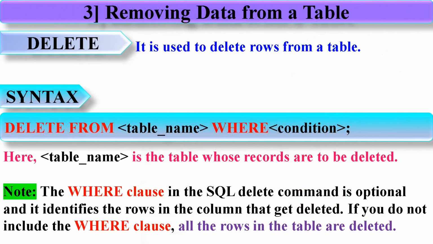Let's learn about removing data from a table. The delete statement is used to delete rows from a table. The syntax is delete from table underscore name where condition semicolon. Here, table underscore name is the table whose records are to be deleted.